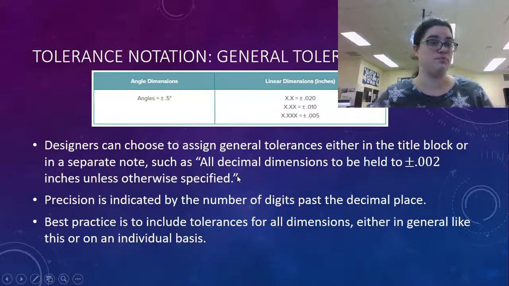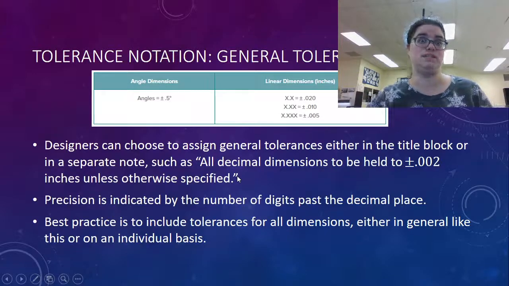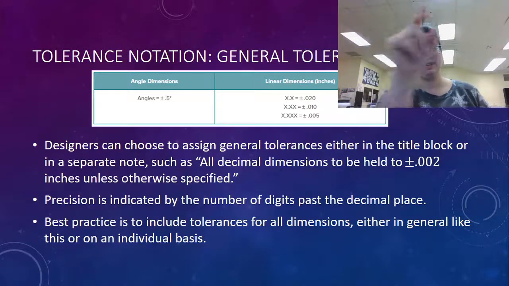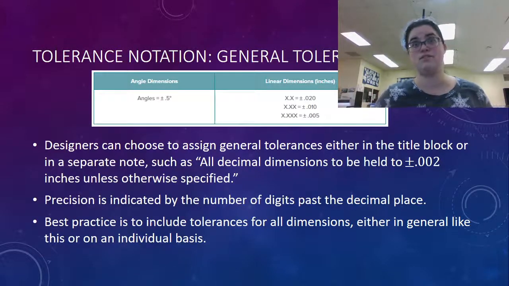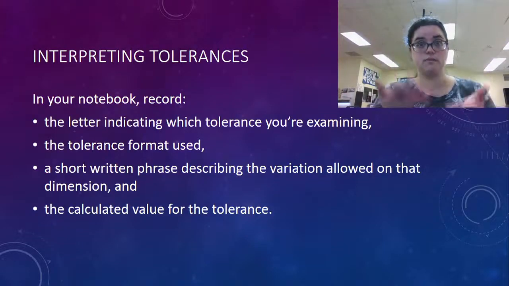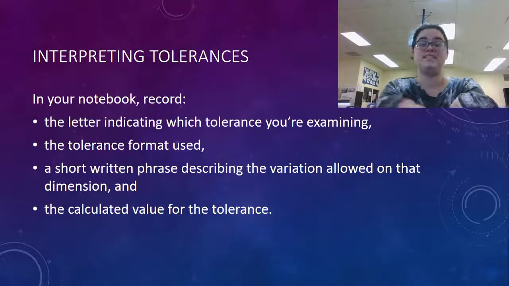So best practice is to put some sort of tolerance on every dimension you've got, every single one, so that the company knows how to make it for you. You can either put just a general one out there, or you can go painstakingly through every single one of them and put it in there. But if you have a lot that are the same, you might as well put a general note and go from there.